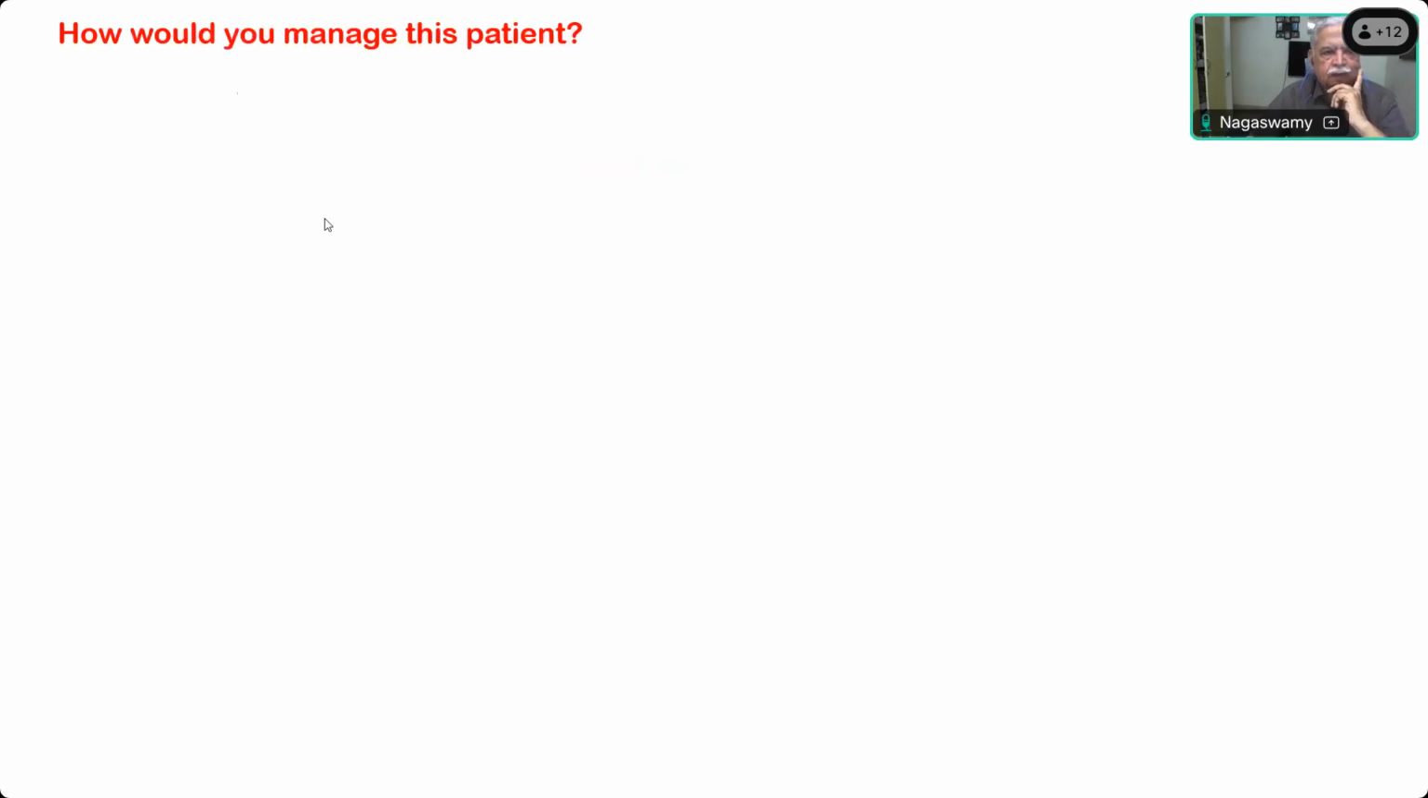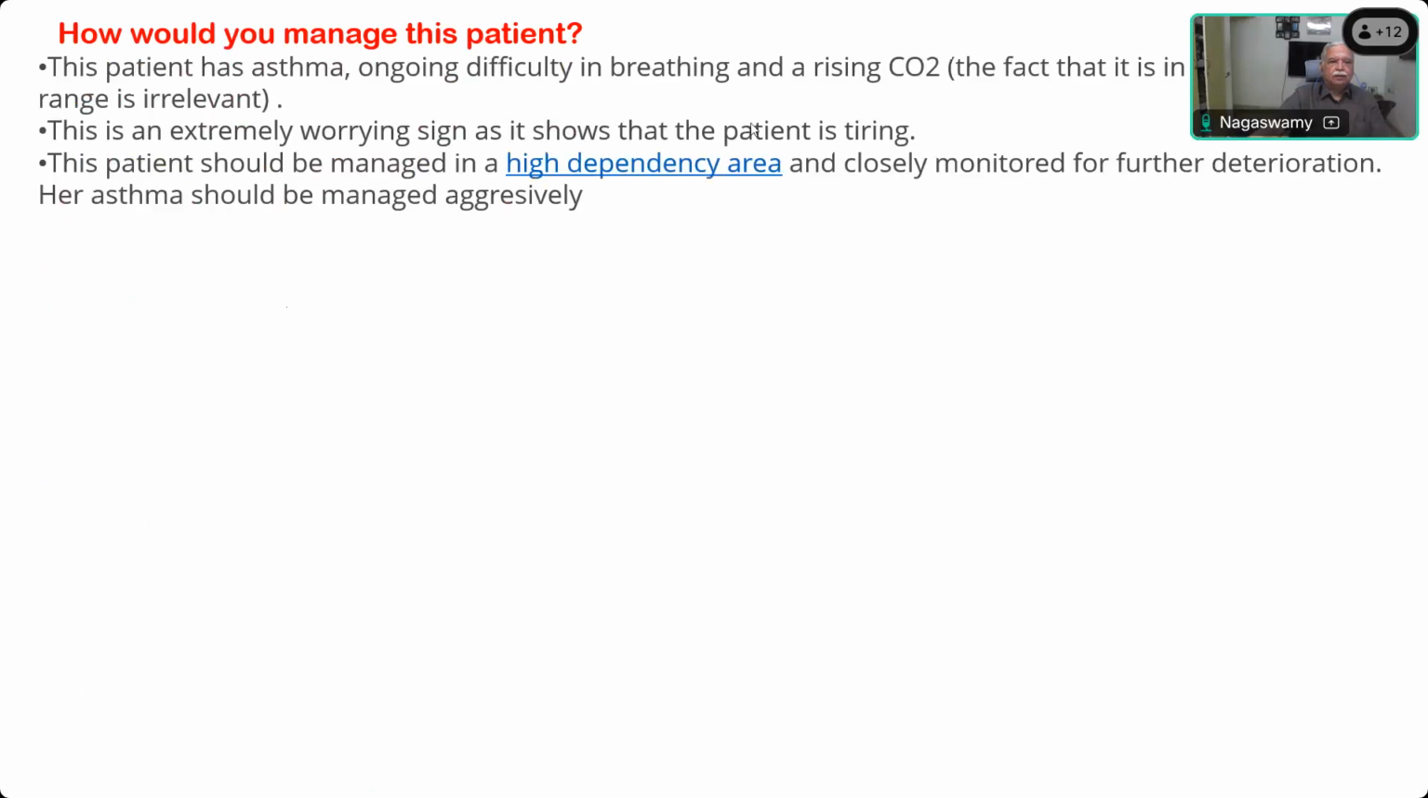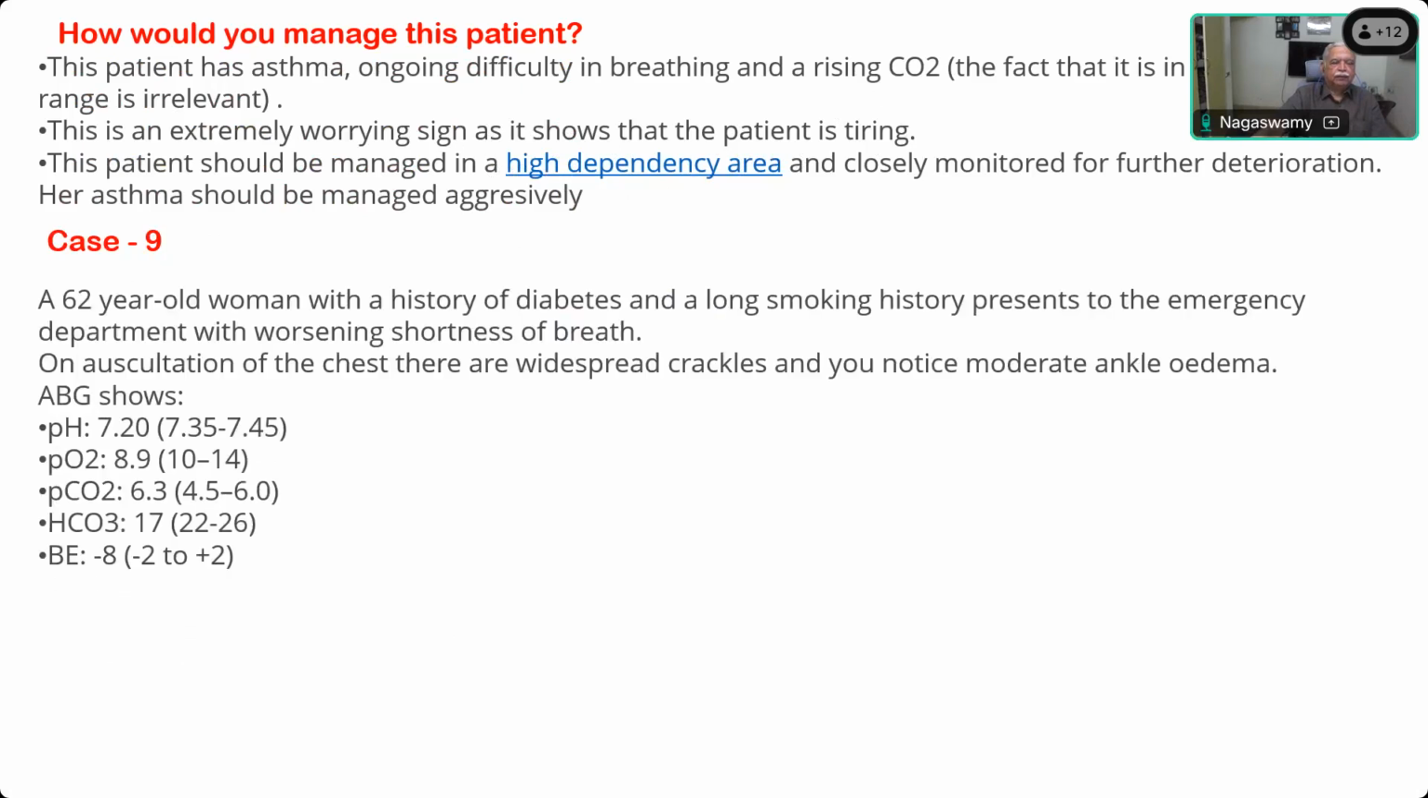How do you manage this patient? Now the repeat ABG shows almost normal values, but the patient is clinically sick. Why? Patient has asthma with ongoing difficulty, and a rising CO2 is an extremely worrying sign as the patient is tiring. So she becomes tired and requires a high dependency area. Don't get carried away because all the ABG values are within normal range. Look at the clinical picture of the patient. That means they are tiring because of the effort in respiration.